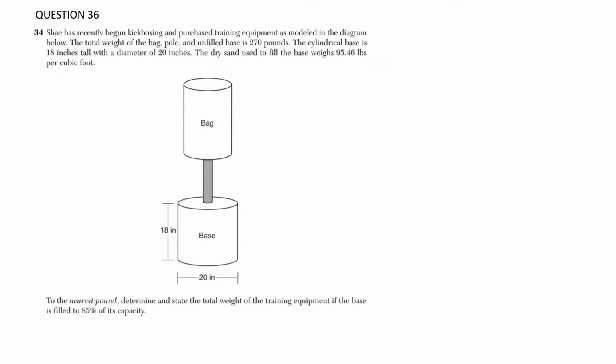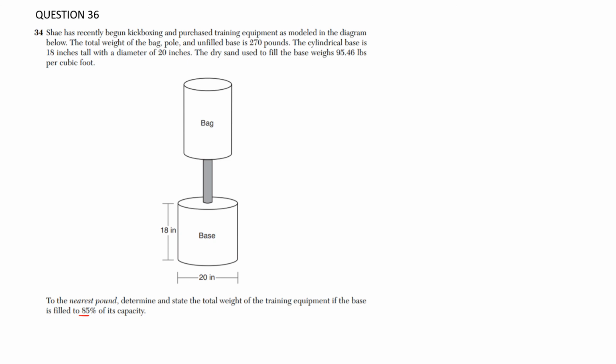Shay has recently begun kickboxing and purchased training equipment as modeled in the diagram below. The total weight of the bag, pole, and unfilled base is 270 pounds. The cylindrical base is 18 inches tall with a diameter of 20 inches. The dry sand used to fill the base weighs 95.46 pounds per cubic foot. The question asks, to the nearest pound, determine and state the total weight of the training equipment if the base is filled to 85% of its capacity.